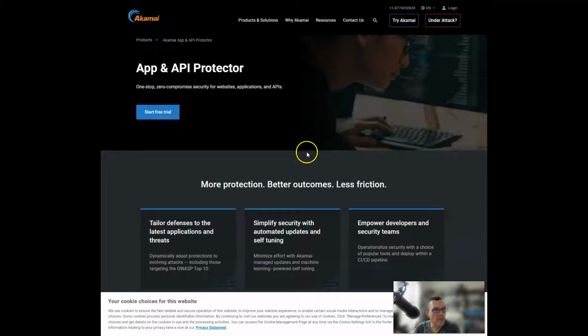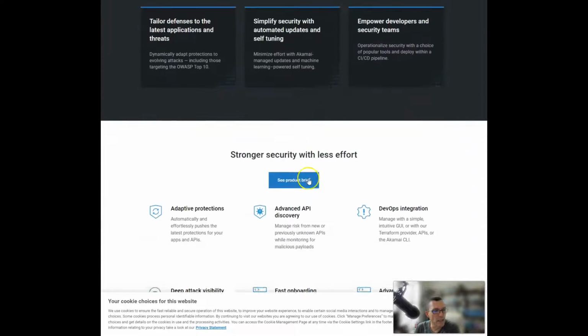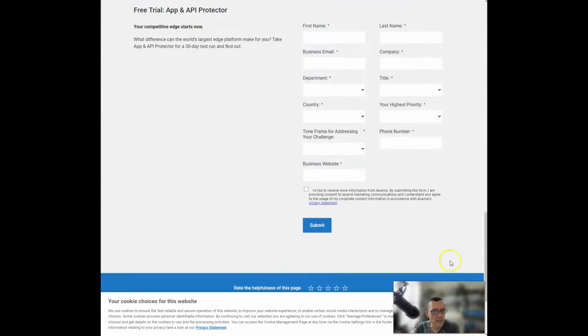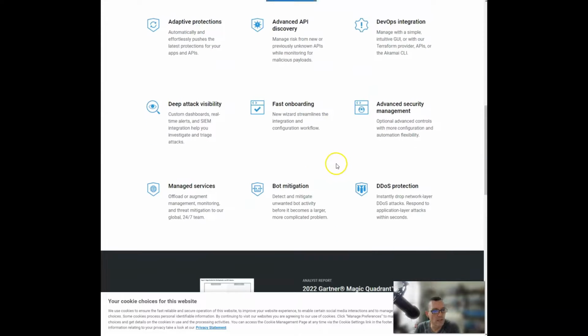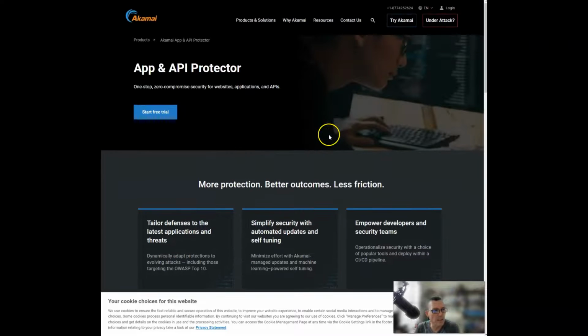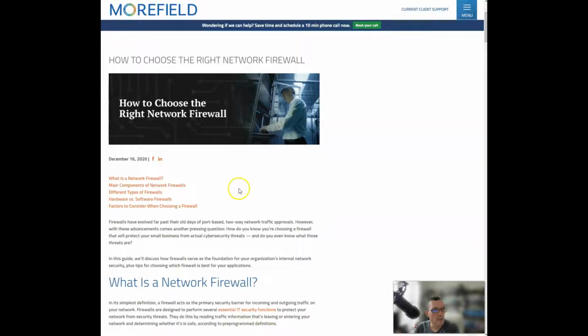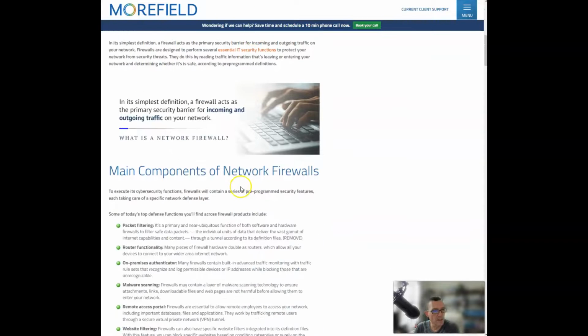I'm going to skip over that for now, and I'm going to look at the second one. So again, it's common with these vendors. They want you to sign up for something in order to get the information that you're really after. So I think I'm going to pass on that one. I'm going to go on to the Moorfield link. And here, this looks like a really good resource, actually.